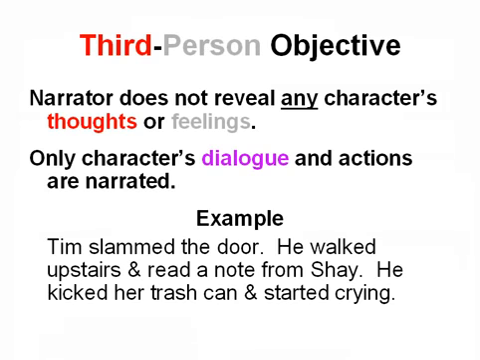For example, Tim slammed the door. He walked upstairs and read a note from Shay. He kicked her trash can and started crying. In this example, the narrator doesn't tell us what Tim is thinking or feeling, but because of his actions, we can infer that Tim is upset at Shay.